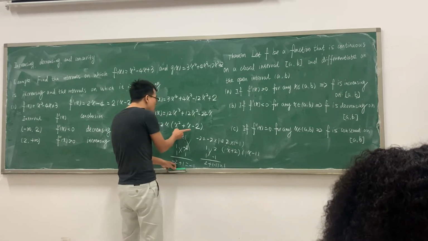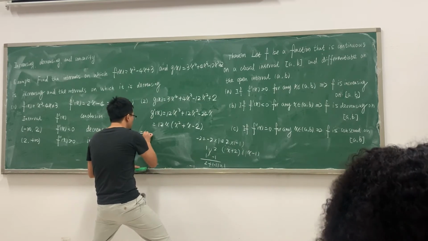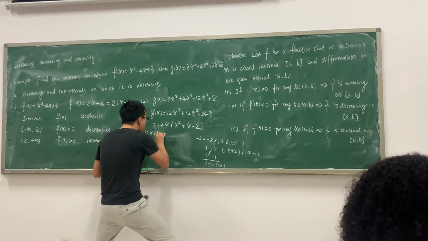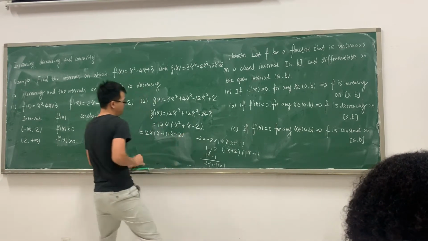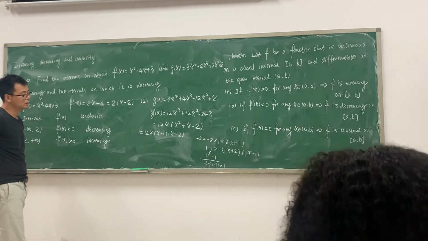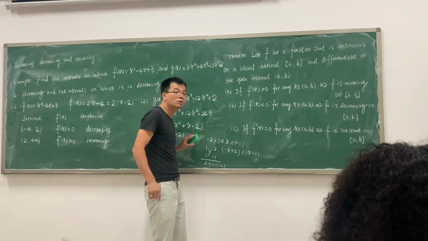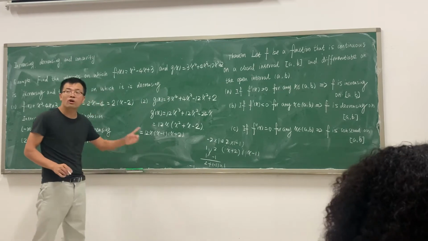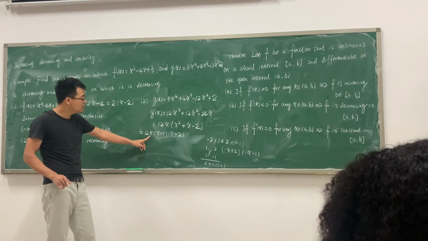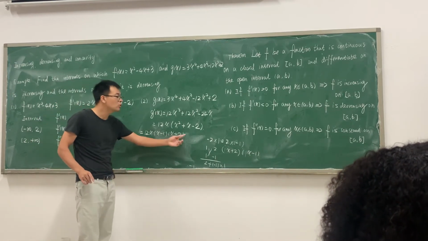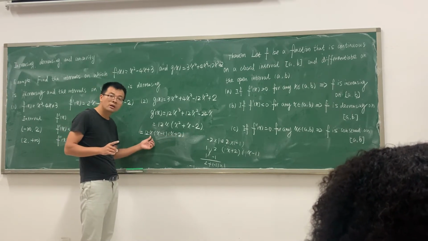So we can rewrite it in this form: 12x times (x minus 1) times (x plus 2). In this form, now we can see whether it is positive or negative. First we let it equal to 0.